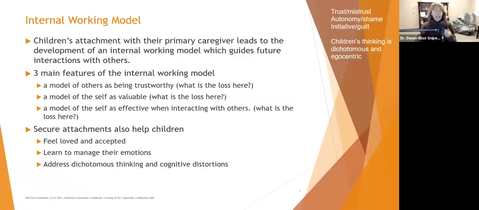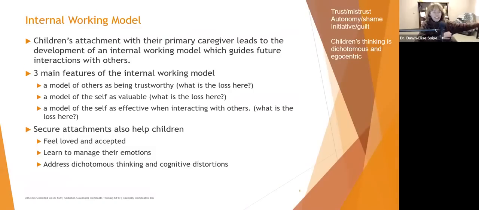Secure attachments help children feel loved and accepted, feel valuable, and learn to manage their emotions. So not only are they effective at interacting with others socially, but on an emotional basis. And it can also help address dichotomous thinking and cognitive distortions. Think about if you have kids or little brothers and sisters or somebody that you worked with, did a child come back and seem to be talking in dichotomous terms?